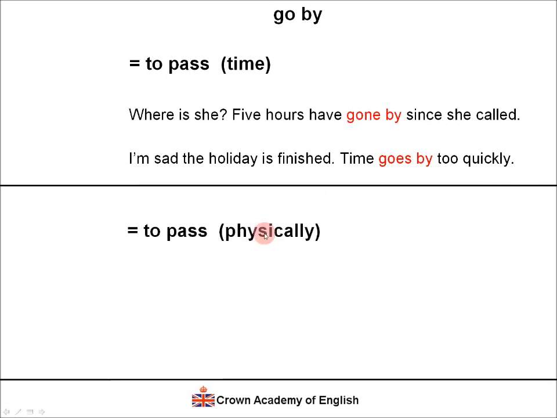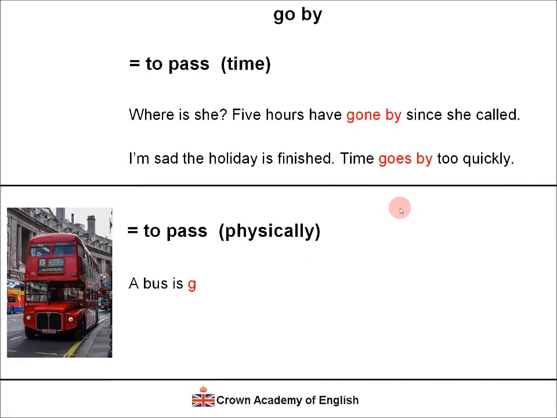And it can also mean to pass when something physically passes. So an object or a thing. Example. A bus is going by. So this means that a bus is passing.